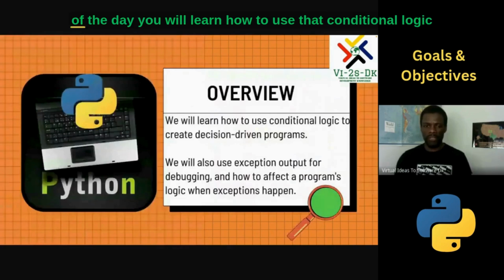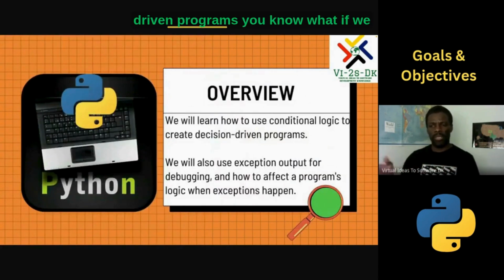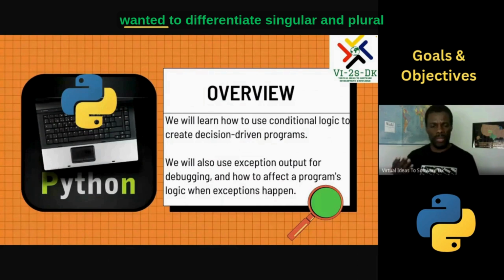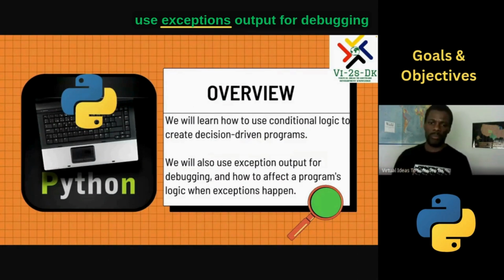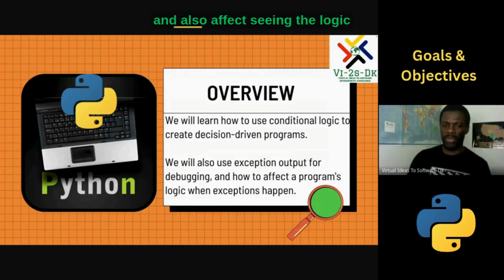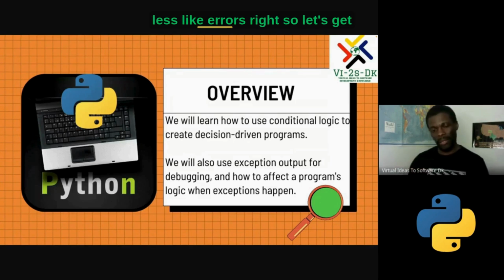So at the end of the day, we'll learn how to use that conditional logic to create decision-driven programs. What if we wanted to differentiate singular and plural and so on and so forth? And then we'll also use exceptions output for debugging and also affecting the logic when exceptions happen. Exceptions are more or less like errors, right?